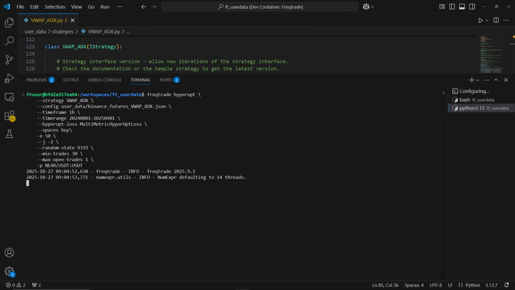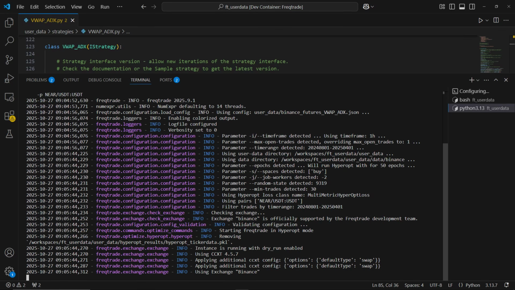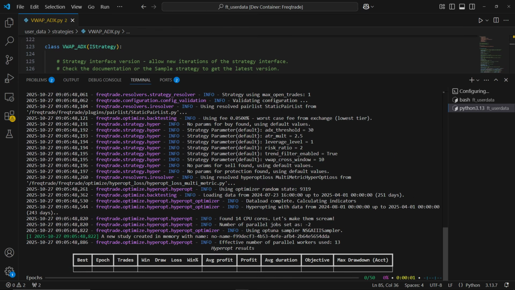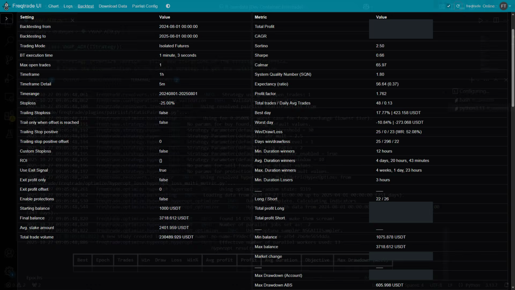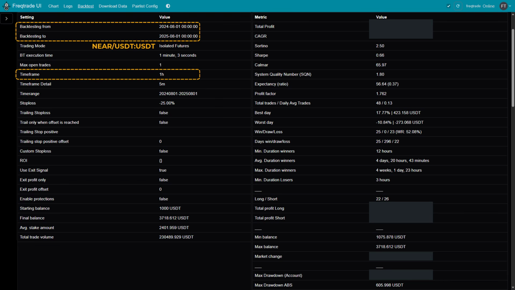We'll use Freqtrade's HyperOpt feature to find the best combination of these parameters for maximum strategy performance. Once the optimization is complete, we'll run a full backtest to evaluate how the strategy performs using the optimal settings. All right, let's take a closer look at the backtesting results. We tested the strategy on near perpetual futures using a 1 hour time frame over the past year with the optimized settings. Here's what we observed.